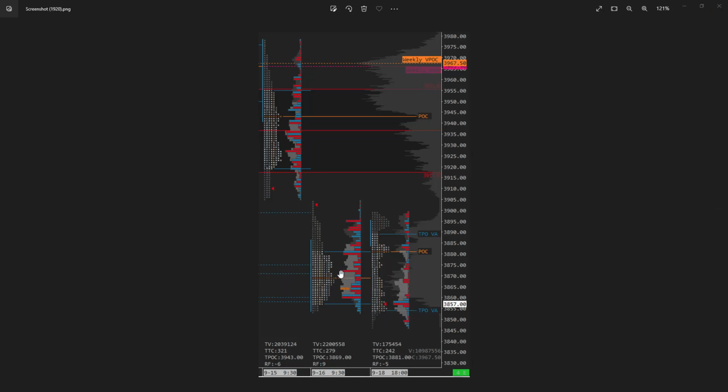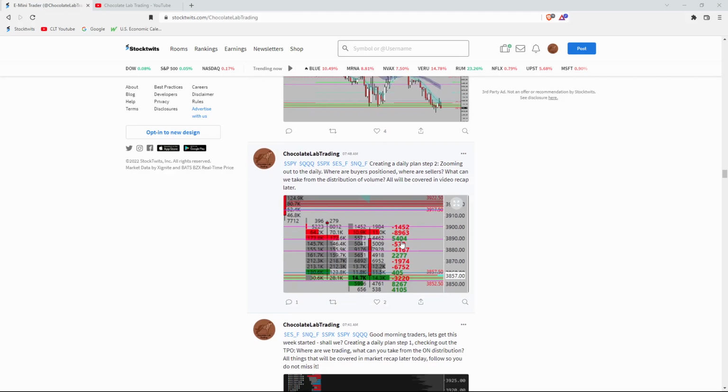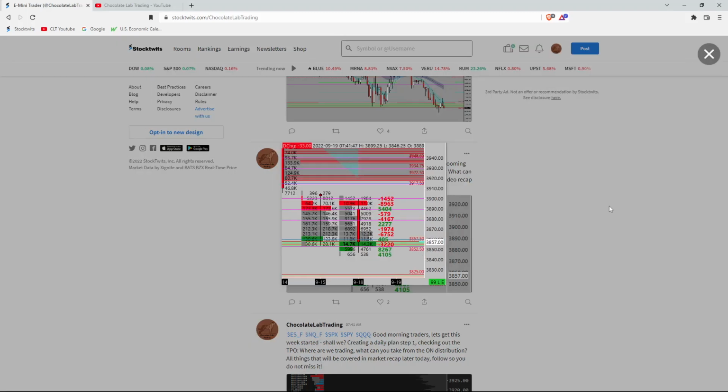So things that we could take from here. We are overlapping some balance, so maybe if we continue down here for the coming days, we must keep an eye if we're going to build balance down here. So that was step 1, just looking at the TPO. Step 2 of creating a plan: zooming out to the daily, where are buyers positioned, where are sellers. What can we take from the distribution of volume? All will be covered in the video recap later.